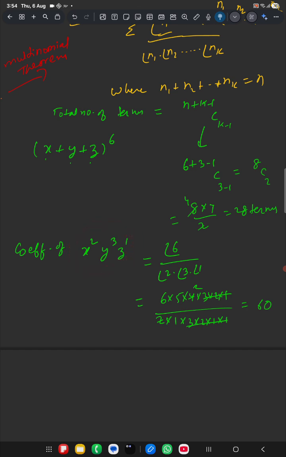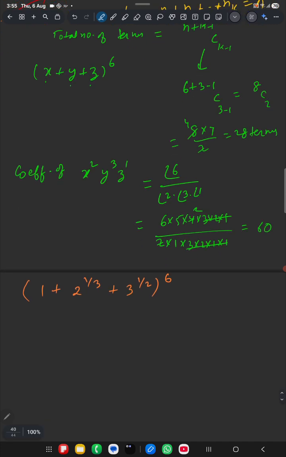Now in our question, what was our question? The expression was like this: (1 + 2^(1/3) + 3^(1/2)) whole raised to the power 6, isn't it? So here you have to find the sum of all rational terms. This is the question. And from here I am starting the solution of the above question.